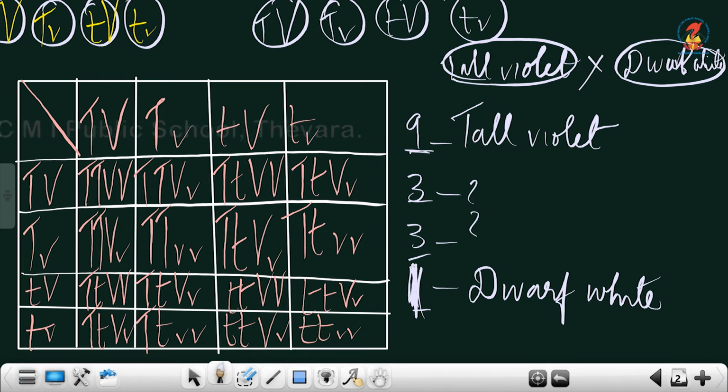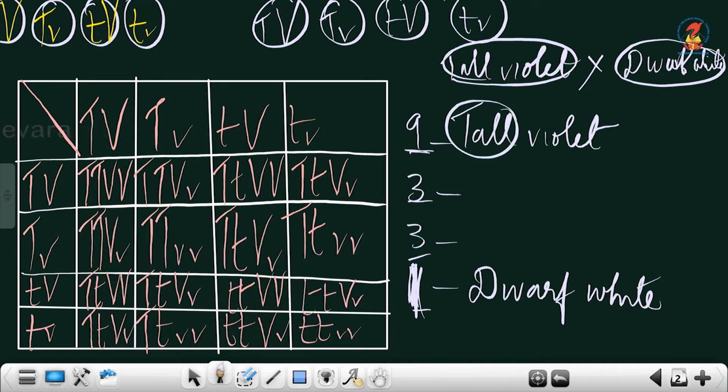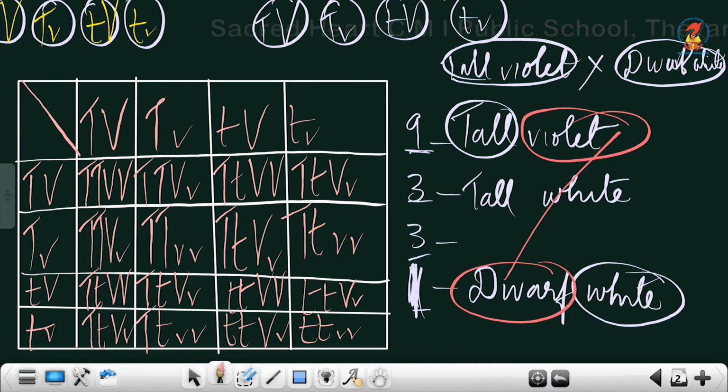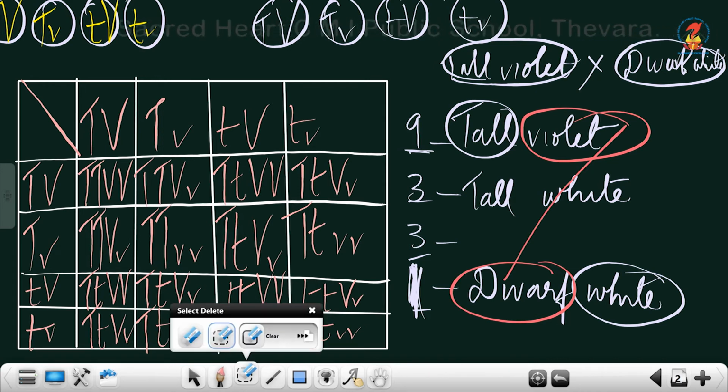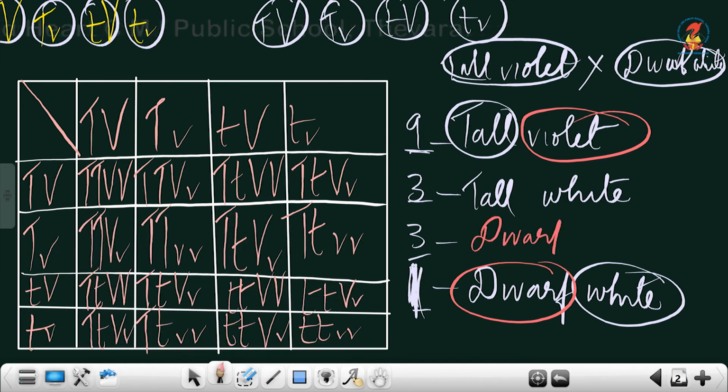Now, how to fill the remaining 2? They are the recombinants. Now, recombinants is this. See, I am taking this tall with white. See, I am crisscrossing it. Should be tall white. Then what about these 3? This will be dwarf with violet, interchanged. So this is also a recombination. Dwarf violet. I hope you have understood.